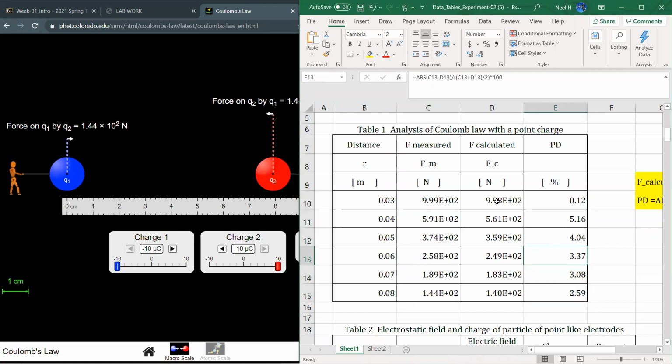So what we really like to observe is the behavior, right? How the calculated value is decreasing as a function of radius increase. That's exactly what we're observing. Okay, so that's what we like to see. That's the behavior of Coulomb's law.